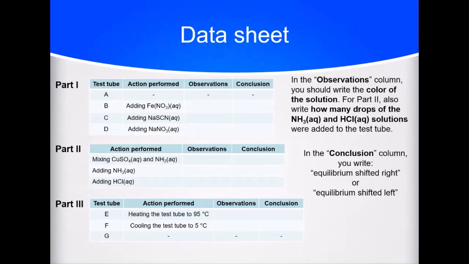On your data sheet, in your observation column, you're going to write down the color of the solution in each case. In part two, you can note how much acid or base you add, just so that you have a kind of a record of it. They're the same concentration, so if you add equal number of drops, you should have added equal amounts of acid or base. And in your conclusion column, which I guess we could really say is a result column rather than a conclusion column, you can say which way the reaction shifted, left or right.